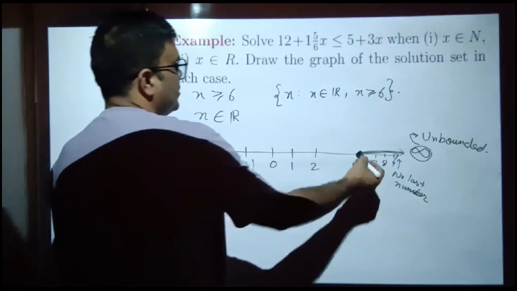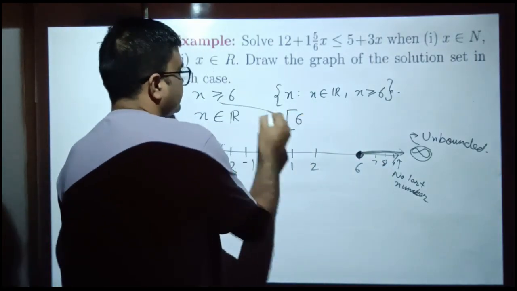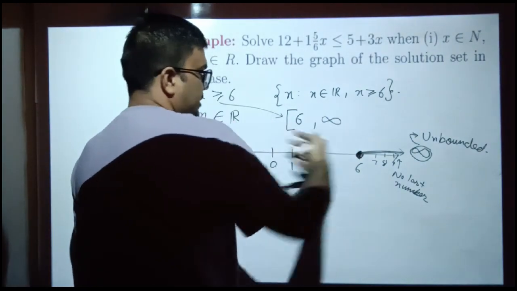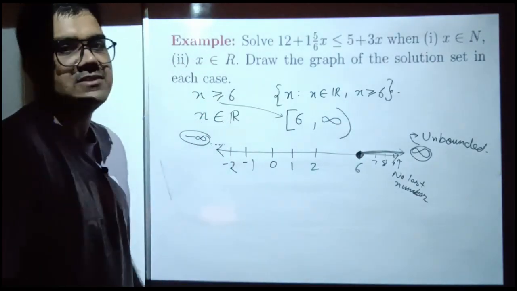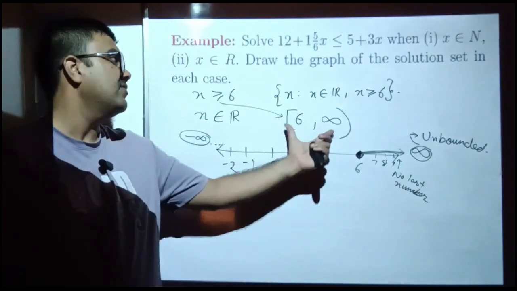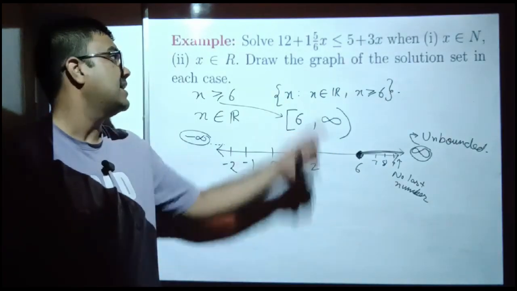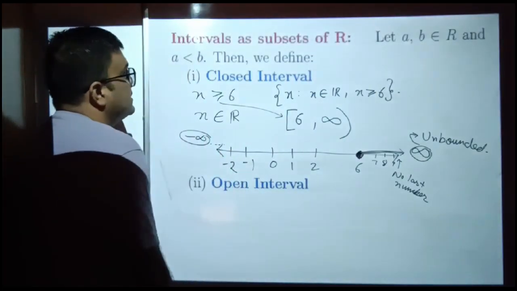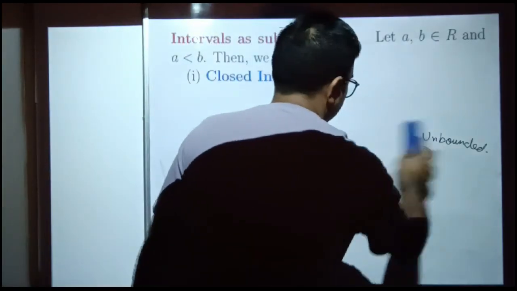So how we are going to represent this? Number 6 is included, so we use the square bracket. It continues up to infinity. At infinity or minus infinity, we always use the round bracket. So in interval notation, this is the answer, [6, infinity). This is the answer in this case. Next, the things will be more clear to you with our next examples.